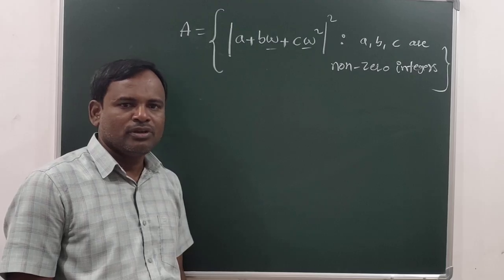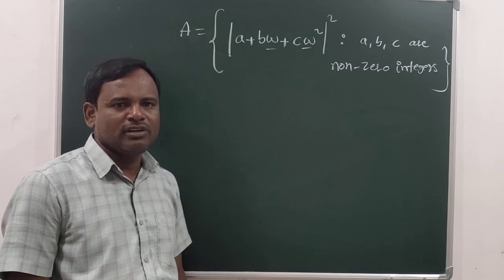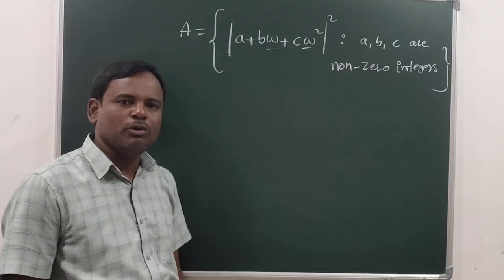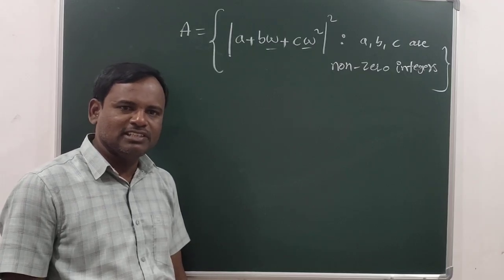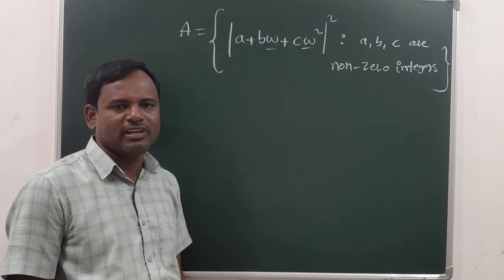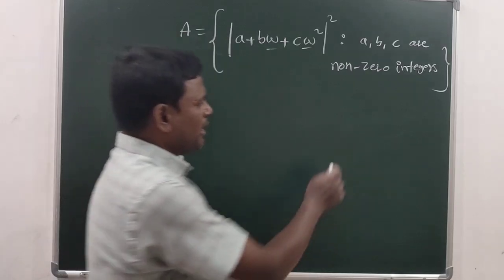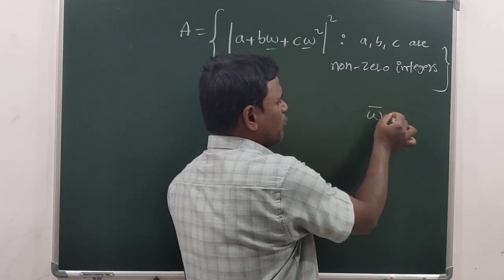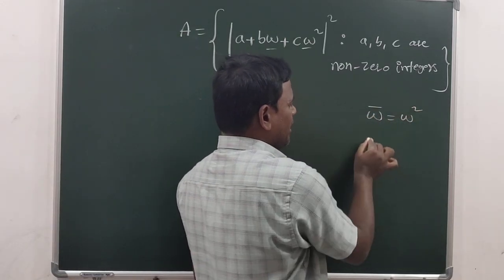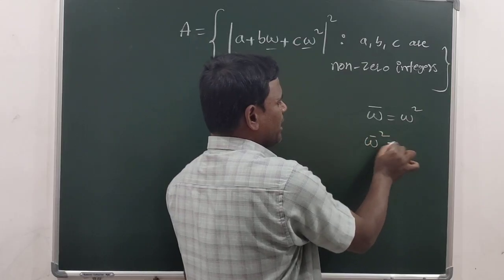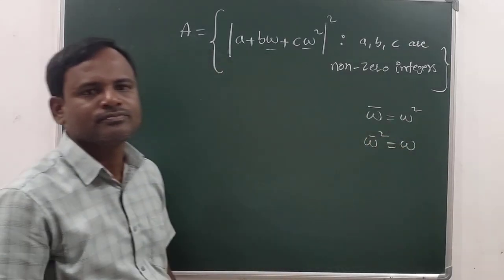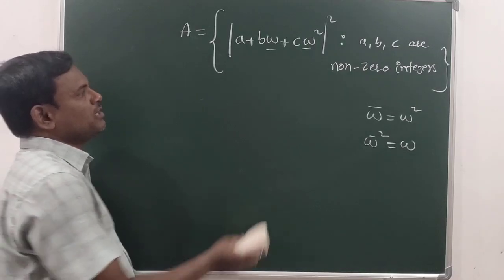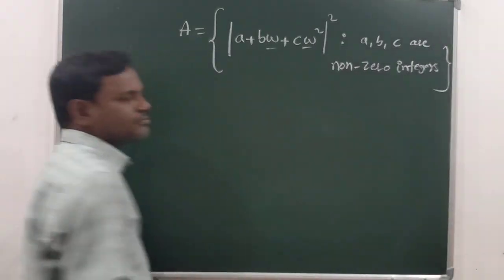You know, we have three cube roots of unity: 1, omega, omega square. One is a real root, and omega and omega square are complex roots, and they are conjugates of each other: the conjugate of omega is omega square and the conjugate of omega square is omega. Now find the minimum value of this set.